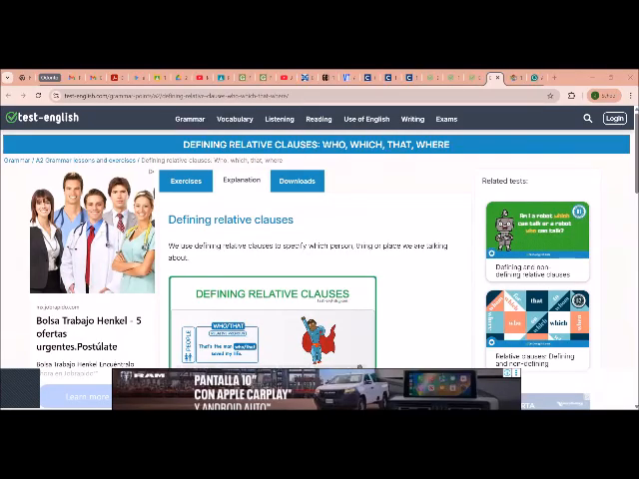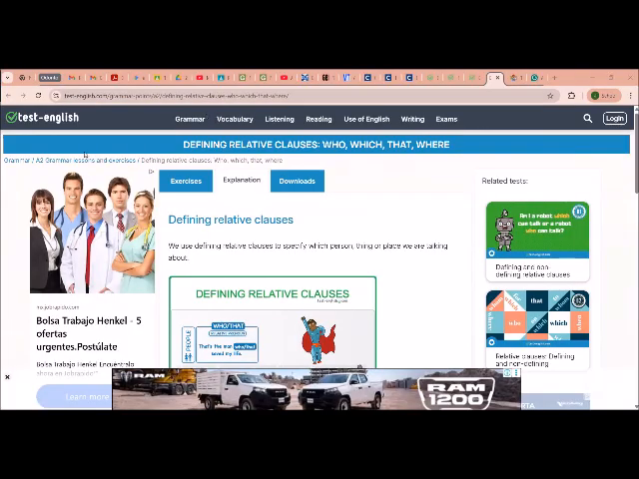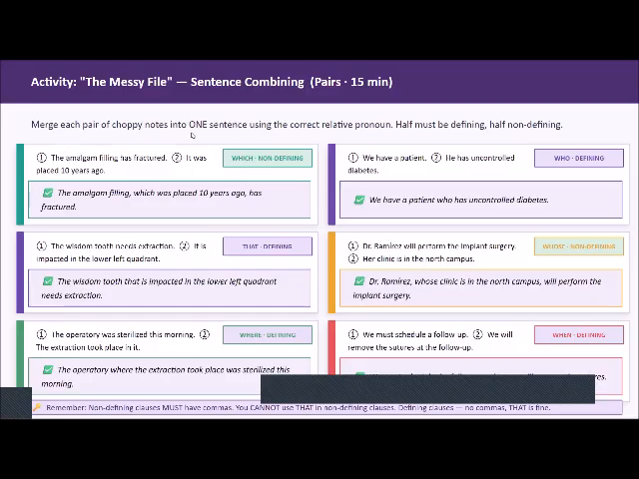Now, look at these combinations again. If you can separate your sentences into two sentences, that's what I mean by a non-defining. All right? If this is just extra information in the bracket, it could be a sentence by itself. That's a non-defining sentence. It's defining if the sentence does not make a lot of sense without that information. All right?